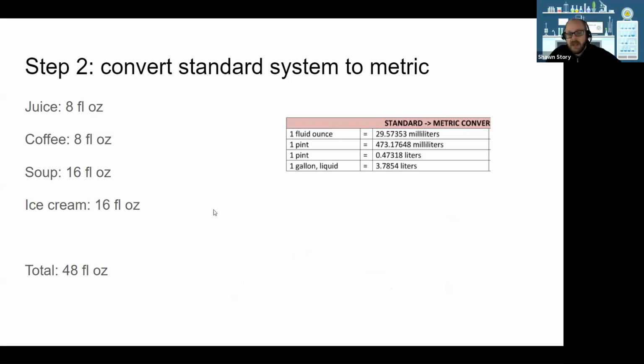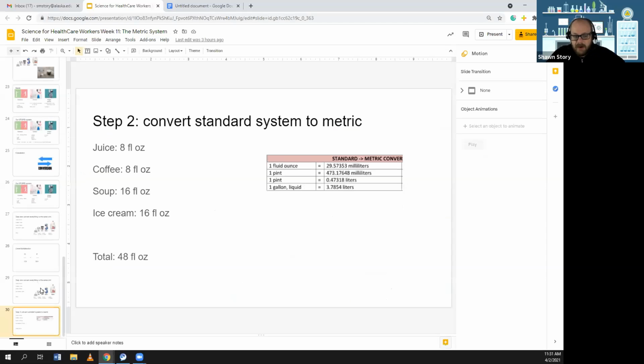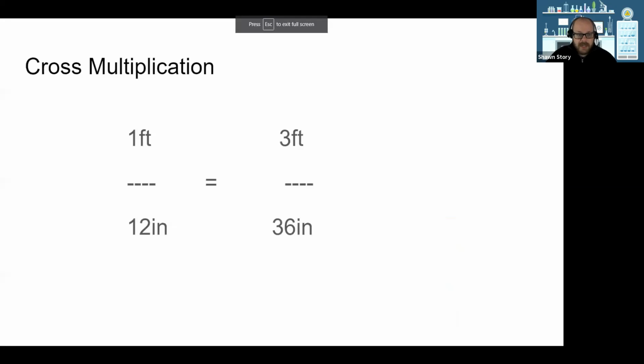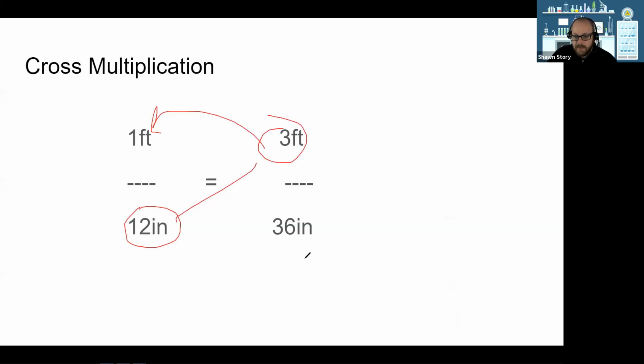All right. Any questions about that? Let's look at cross multiplication one more time. So again, our rule is that we multiply and then we divide by the other number. So if I take 12 times 3 and divide by 1, that will equal that bottom number, 36. 12 times 3 is 36.